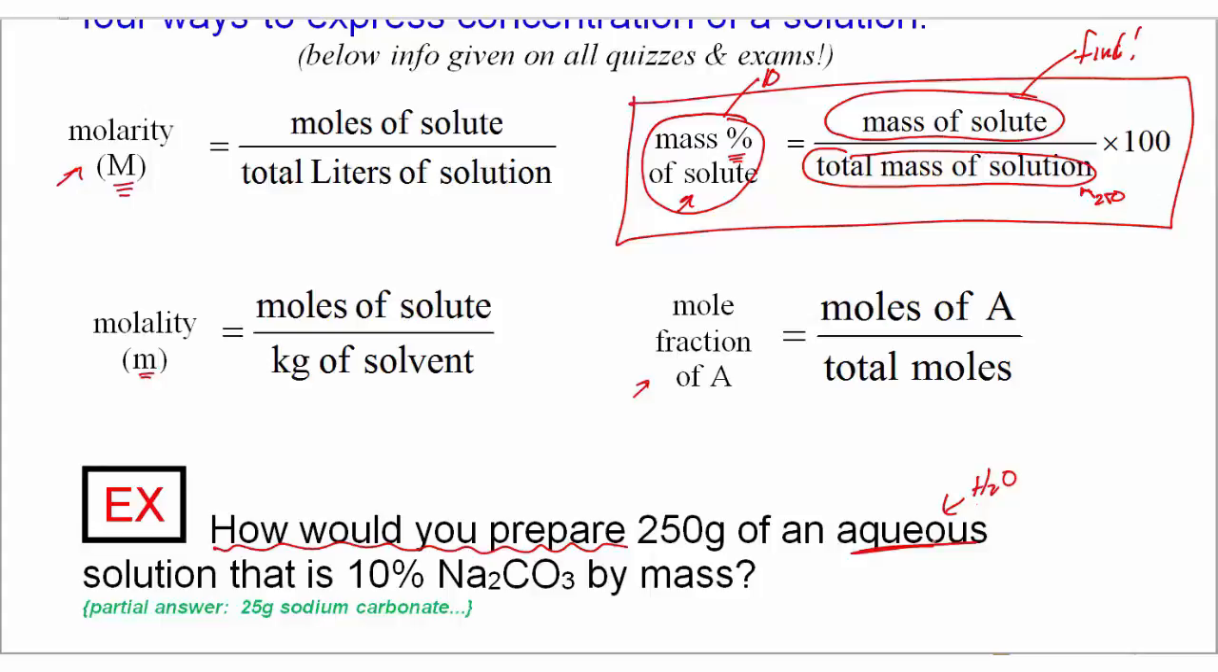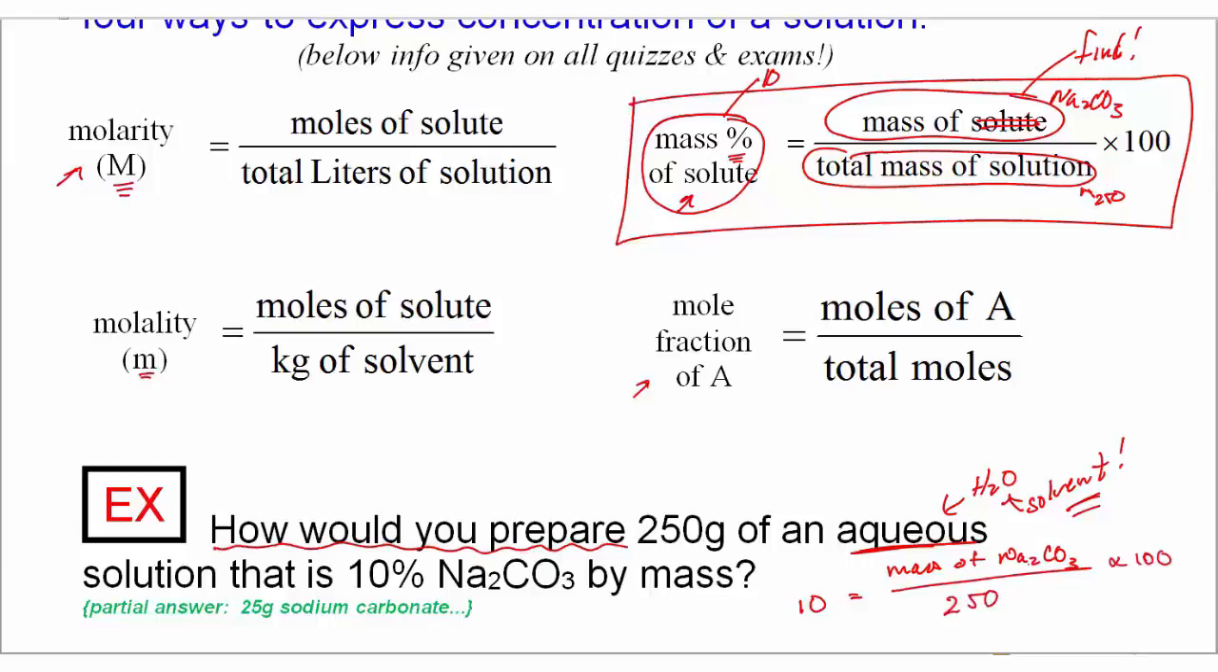All right. It says that it's aqueous, so it's just understood that water is the solvent. Whenever they say aqueous, water is always the solvent. So when we find that mass of solute, we're actually finding the mass of the sodium carbonate. Okay, so let's go ahead and make our little equation, see if we can figure it out. We'll have then 10 would equal the mass of the sodium carbonate divided by, so when we want to solve for mass of sodium carbonate.